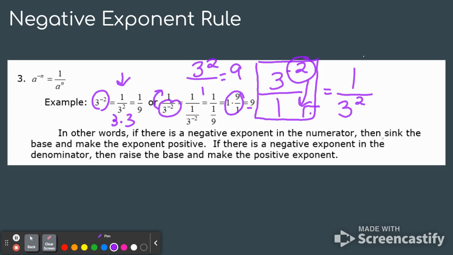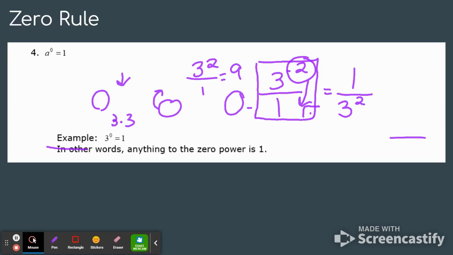Okay, so down here, basically, if you see a negative, either sink it into the denominator or bring it up into the exponent. And when you change it, it's going to make that exponent happy and positive.